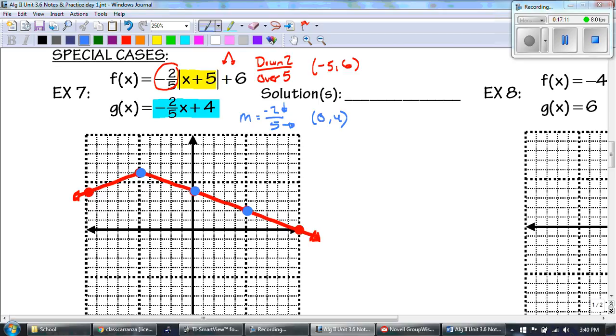And so what happens when I graph that line is exactly on part of the absolute value. And when that lines up, that is infinite solutions. Okay? Because forever and ever from this point on, there are infinite numbers that could be your answer. Okay?